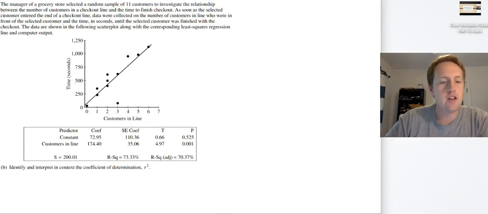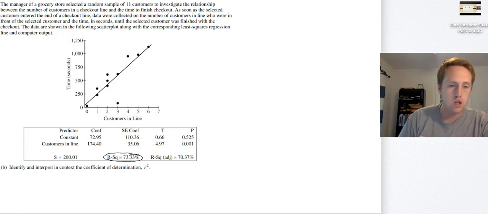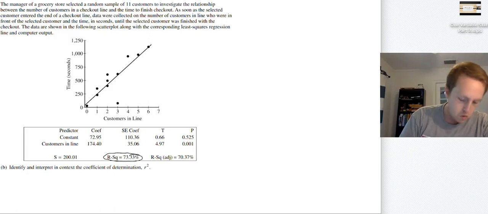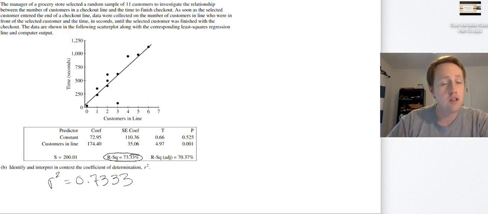Last thing, identify and interpret in context the coefficient of determination. So the coefficient of determination, r squared, they even told you r squared. They kind of gave you a hint what to look for. So r squared is equal to 0.7333. So remember, r squared is a decimal, not necessarily a percent. I'm actually not sure if they'd take both, but I always do it as a decimal. So now I need to interpret that.